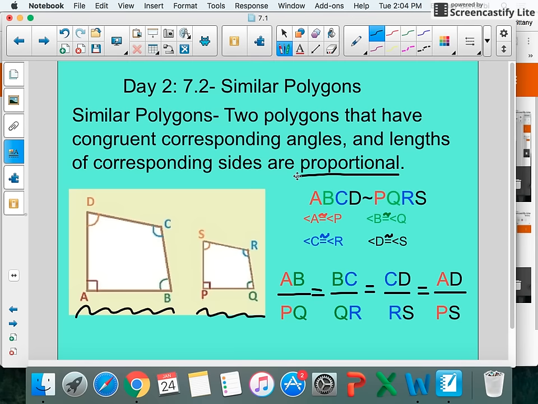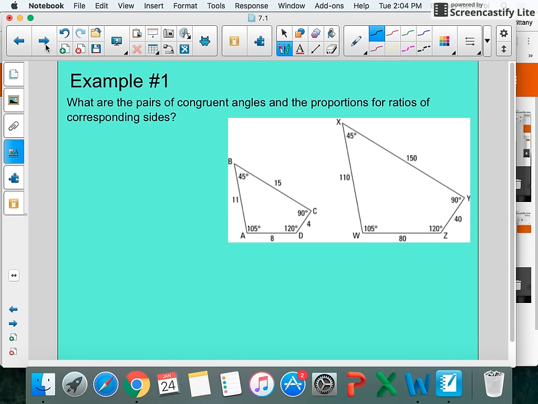So what I want you to do is go ahead and pause the video and fill in the missing statements under the first section of the notes. So for example 1, it wants us to write the congruent angles and the proportions for the ratio of the corresponding sides. The angles are pretty easy. You're just going to write the letters.